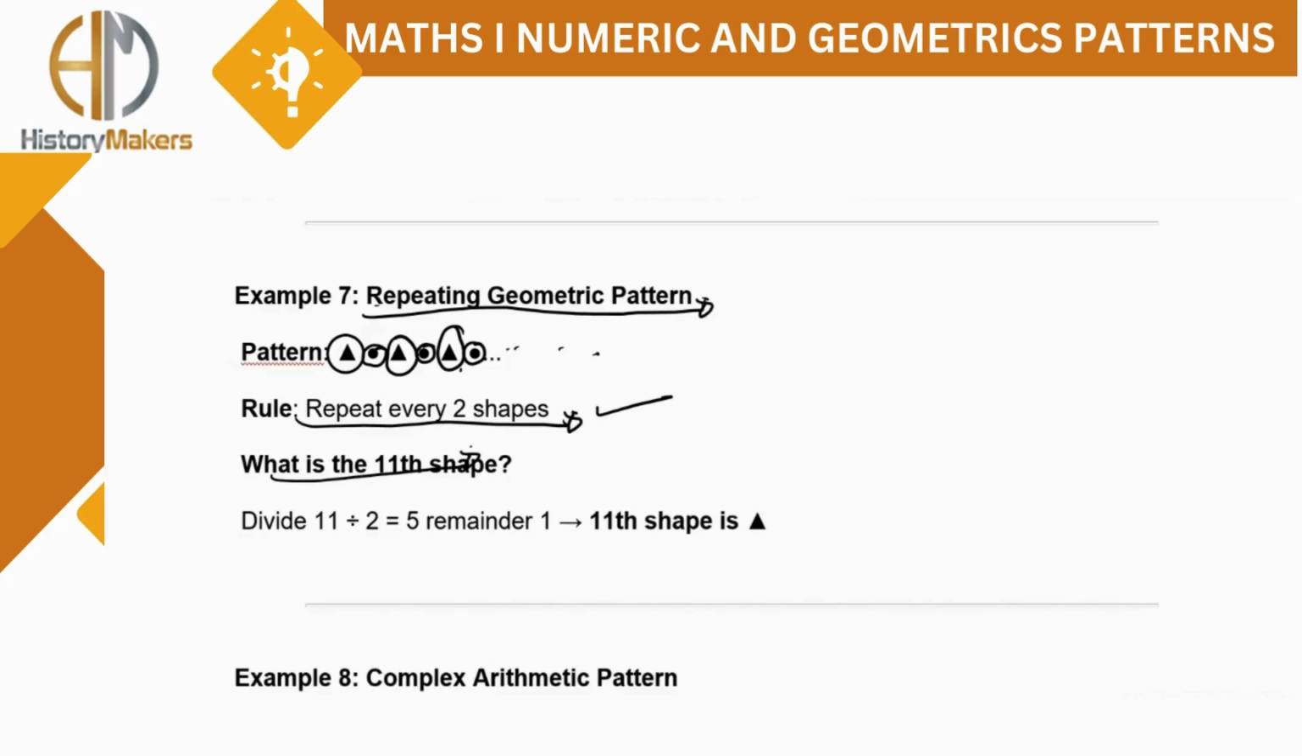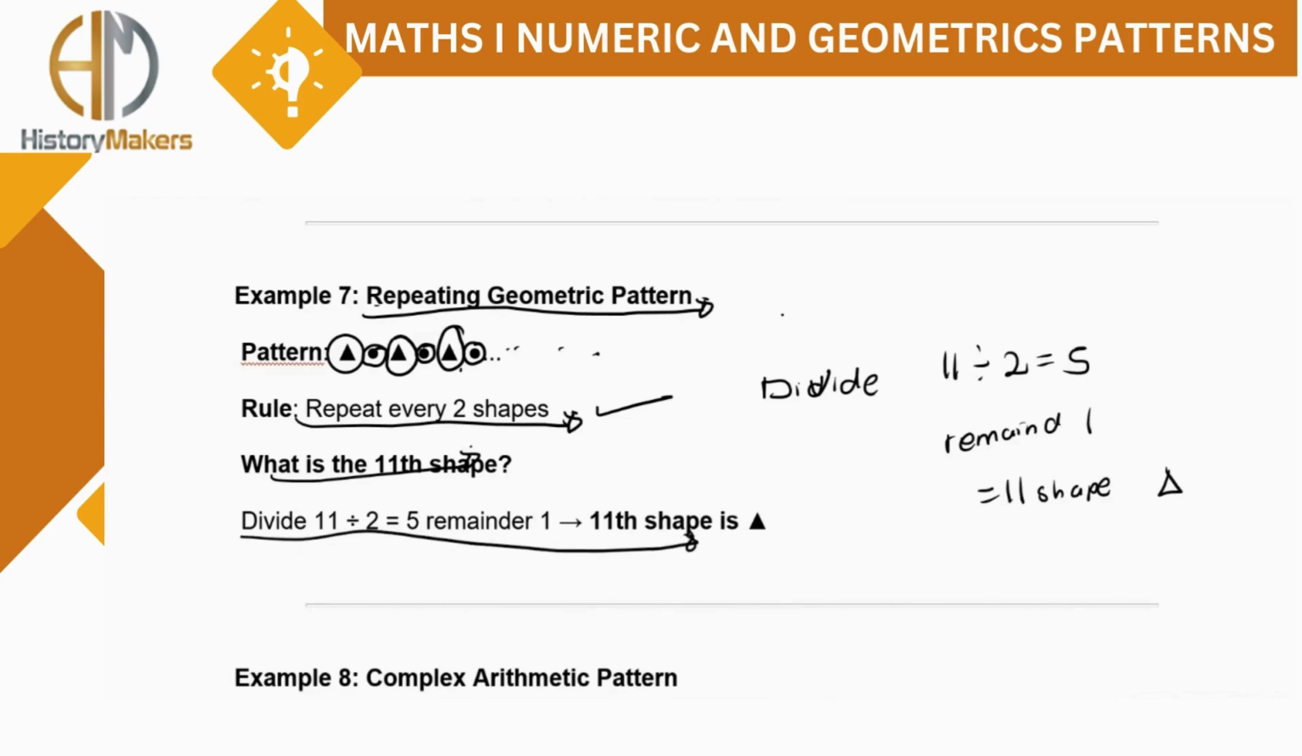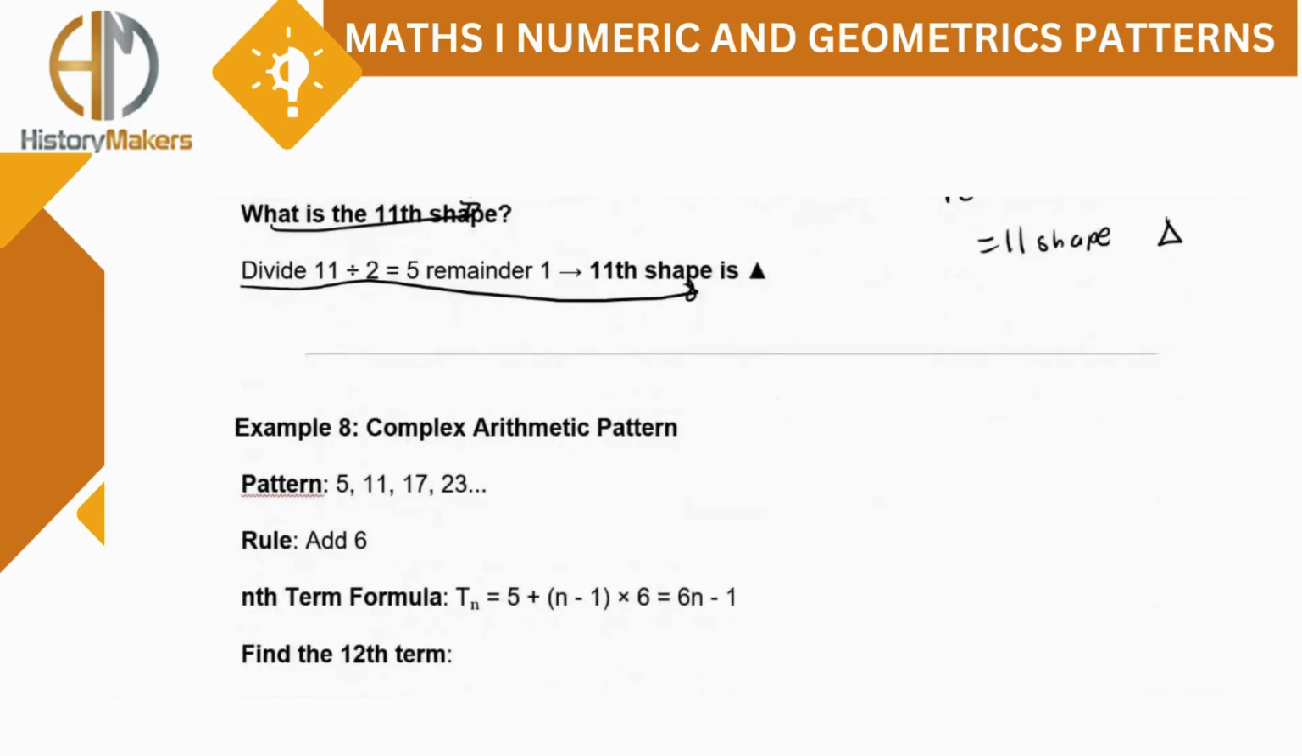So we can divide 11 by 2, which will be equal to 5, and our remainder will be 1, which means the 11th shape will be a triangle. But if you do not want to use this, you can simply test the method by drawing your patterns. 1, 2, 3, 4, 5, 6, 7, 8, 9, 10, 11. This is your 11th. Remember, we had this in how we can strategize our patterns.